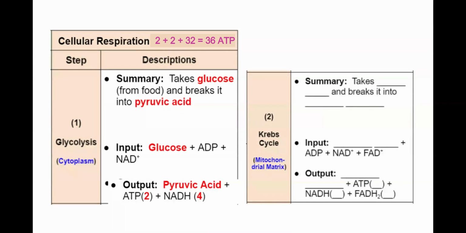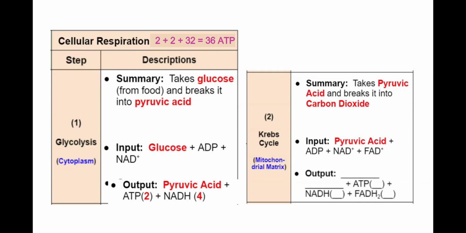Now, that pyruvic acid that was just made in glycolysis is going to enter the mitochondria. It's going to go to the mitochondrial matrix, where Krebs cycle is, and it's going to be broken into carbon dioxide. And again, Krebs cycle's reactants are pyruvic acid, ADP, NADP plus, and FAD plus, because those are items that are going to be charged up when they break the pyruvic acid. Remember, breaking bonds releases energy and allows that energy to be stored up in other things.